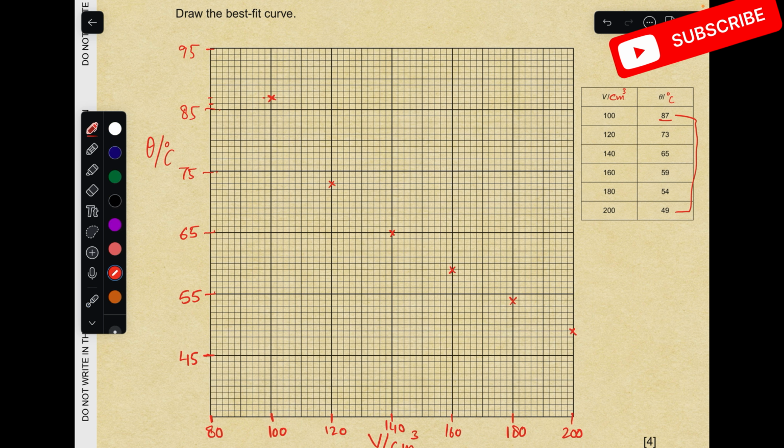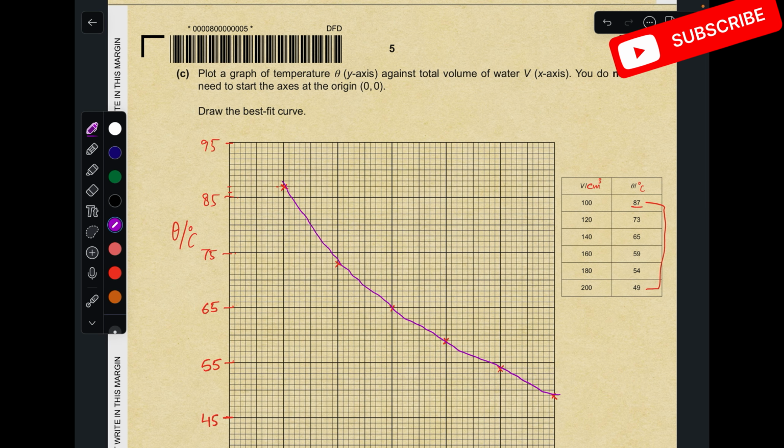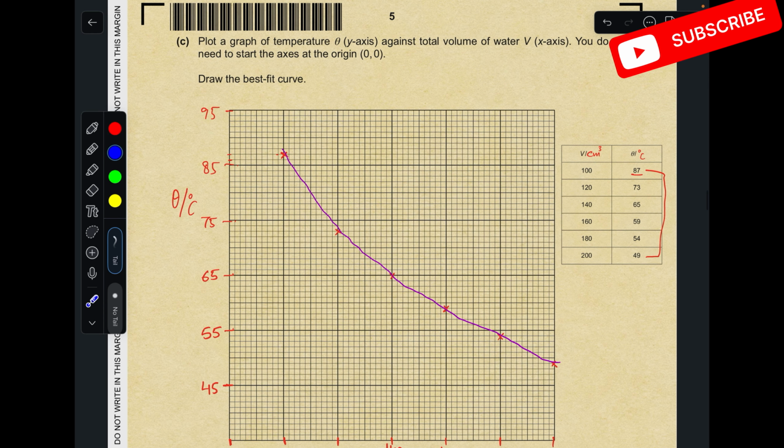Now you have to draw a smooth line that is joining all the points, and it's very clear from the points that it will not be a straight line. If it's a straight line, mostly they mention in the statement above that you have to plot the best fit straight line. So this is the best fit curve, it's not a straight line.